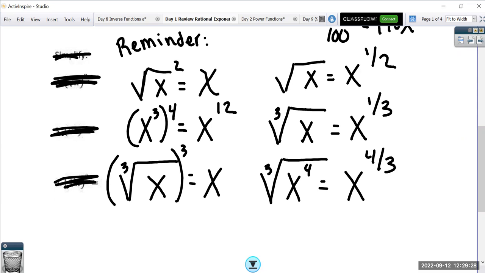So what we're doing today is we're going to rewrite our radical expressions in exponential form. We're going to go the other way, taking our exponential form into radical notation, and then we're going to get into some solving.